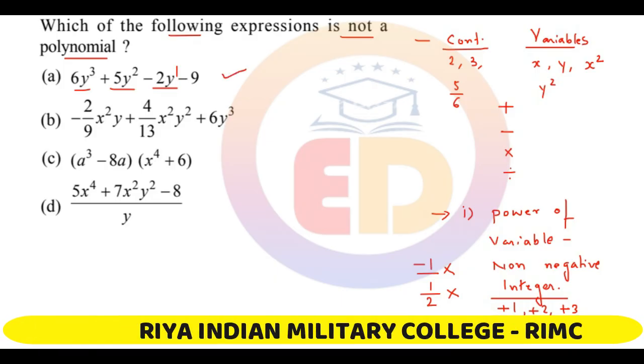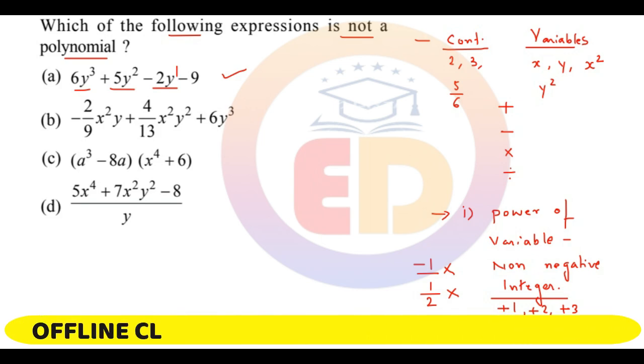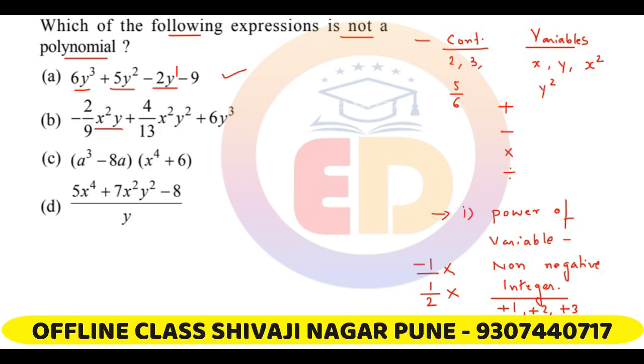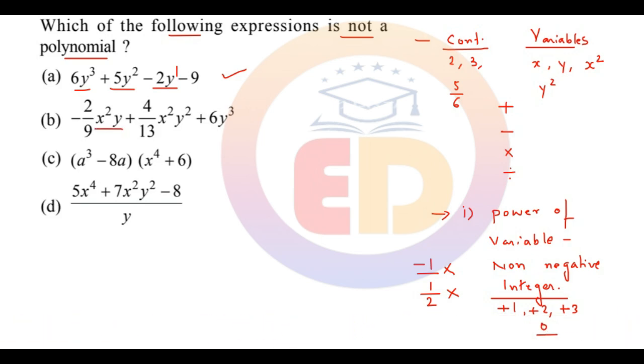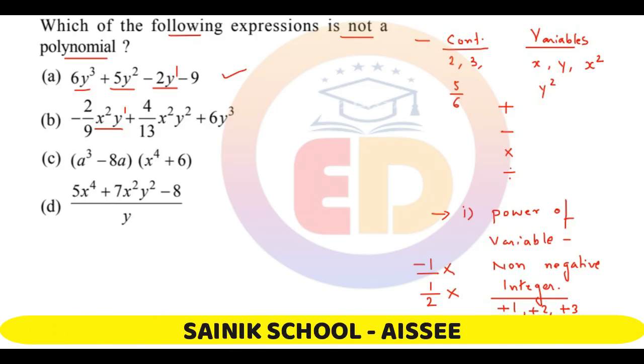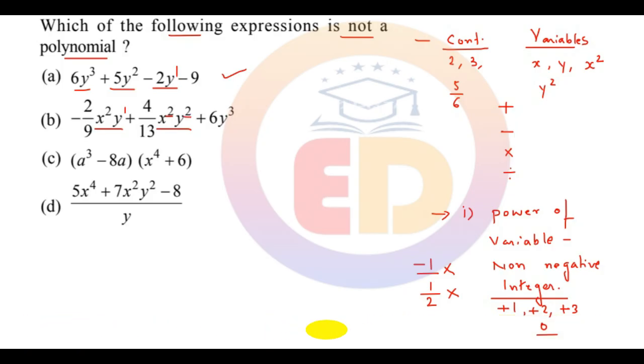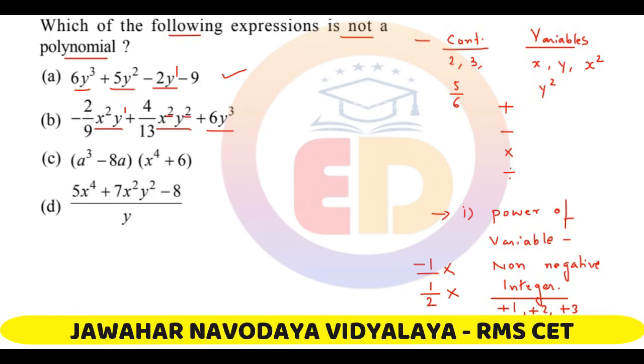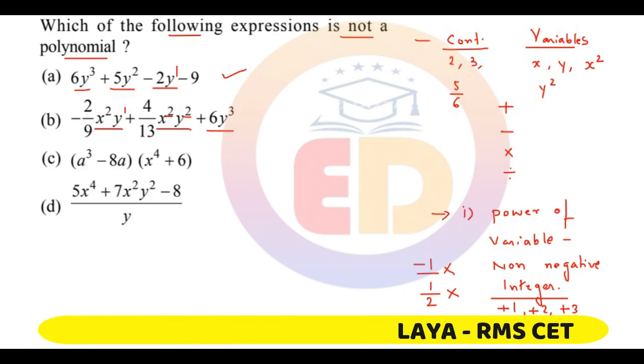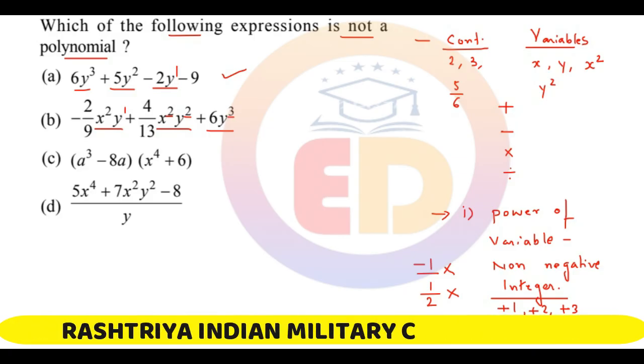Option B, look at the variable, it is x square y. Here the power of x is 2, which is a non-negative integer. Power of y is 1, a non-negative integer. Second term, x square y square, the power of x is 2, a non-negative integer. Power of y is 2, a non-negative integer. Third term, 6y cube, it's a trinomial. Power of y is 3, a non-negative integer, so this is also a polynomial.